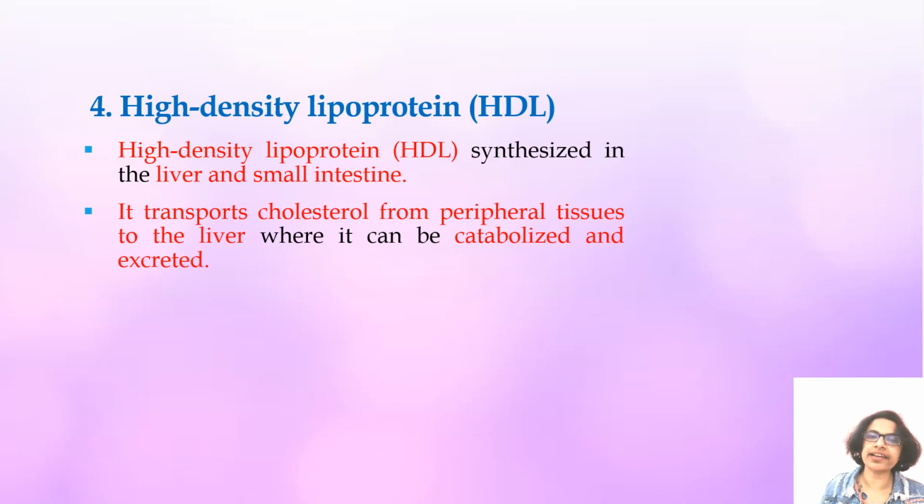That's the reason LDL cholesterol is known as bad cholesterol. Then the fourth one is high density lipoprotein, also known as HDL. High density lipoprotein is synthesized in the liver and small intestine. HDL transports cholesterol from peripheral tissue to the liver, where it can be catabolized and excreted. Whereas LDL transports cholesterol from the liver to the peripheral tissue, HDL is the opposite, from peripheral tissue to the liver.